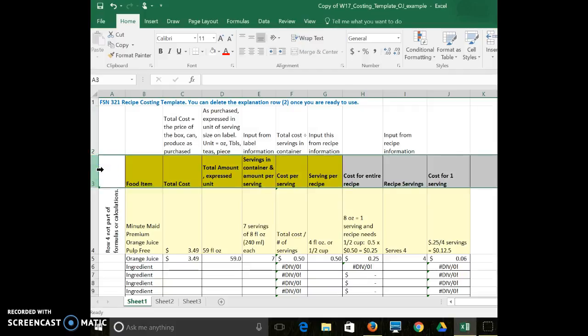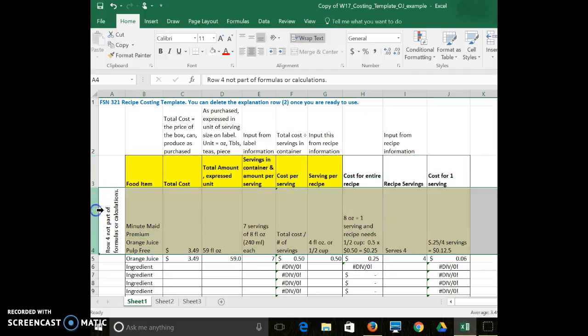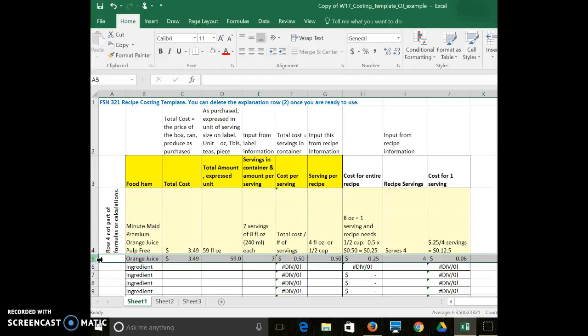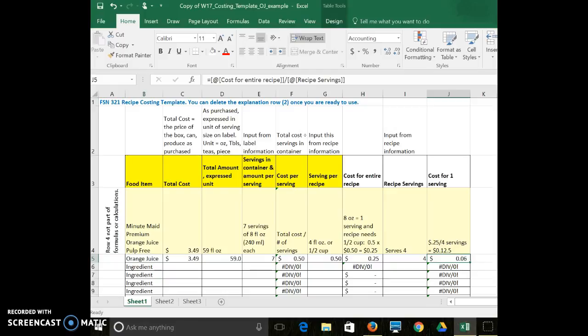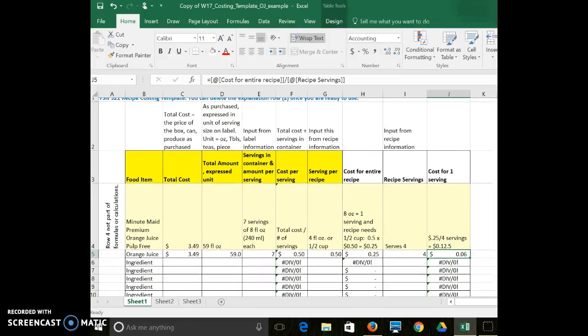Row 3 are the actual column totals. Row 4 is an example that I have included here that is neither part of the formula nor part of the calculations, but it's the link between the information that you have and how you're going to input information. And of course that leads us to row 5, and you can see that we bought some orange juice and we only need a half cup in the serving for this recipe, and the recipe serves 4, and so therefore it only costs 0.6, or 6 cents, for our orange juice per item.